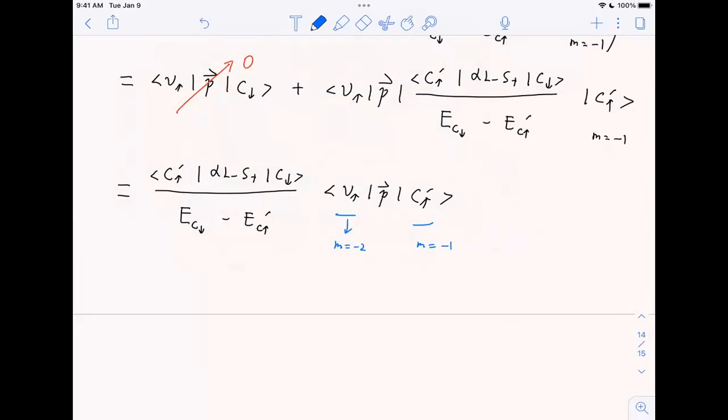Either plus or -2 is okay, because this one also needs to be finite, but these two have opposite parity. And this one also has odd parity. So eventually, this is a finite matrix element. Okay, this is a finite matrix element.